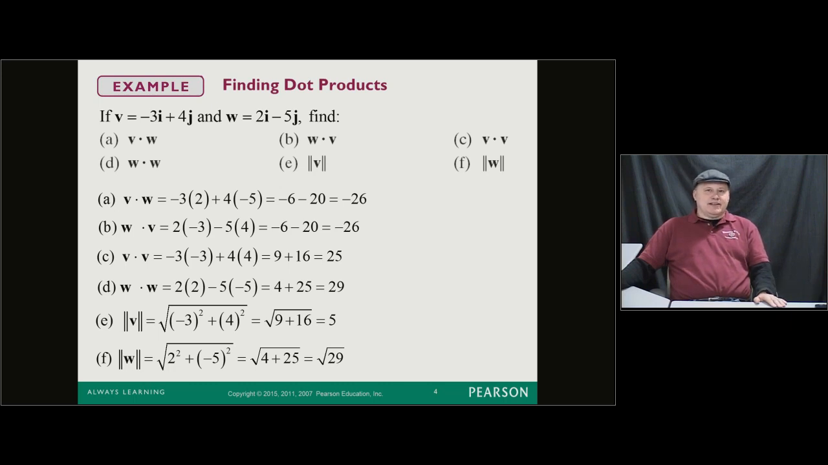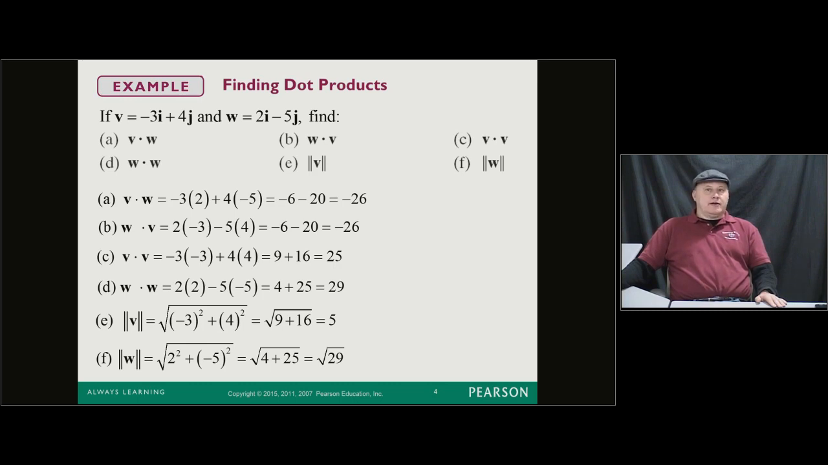Now I want you to notice something there. Look at E and F. Look at C and D. Look at the answer to C. C is 25. E is the square root of 25, which is 5. D is 29. F is the square root of 29. Do you see a relationship there? One is the square root of the other. So there is a relationship there.